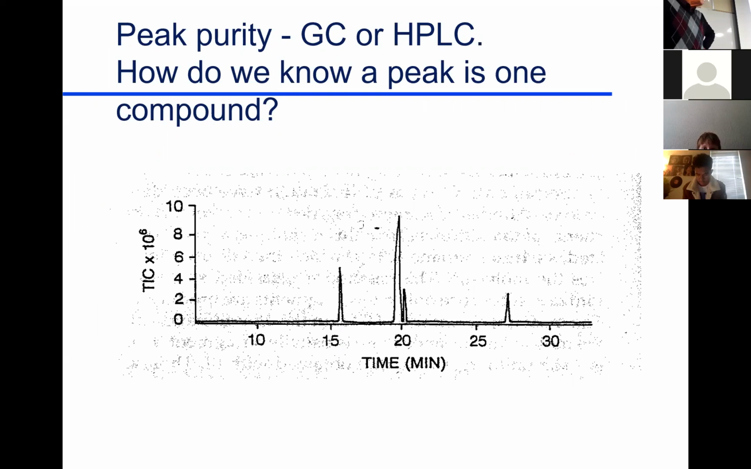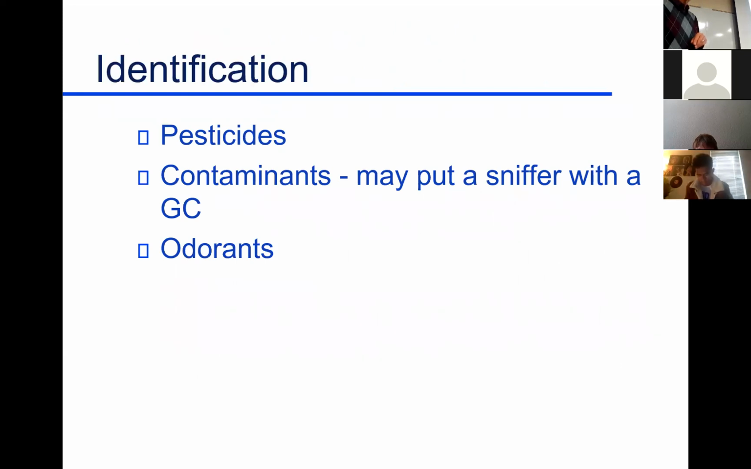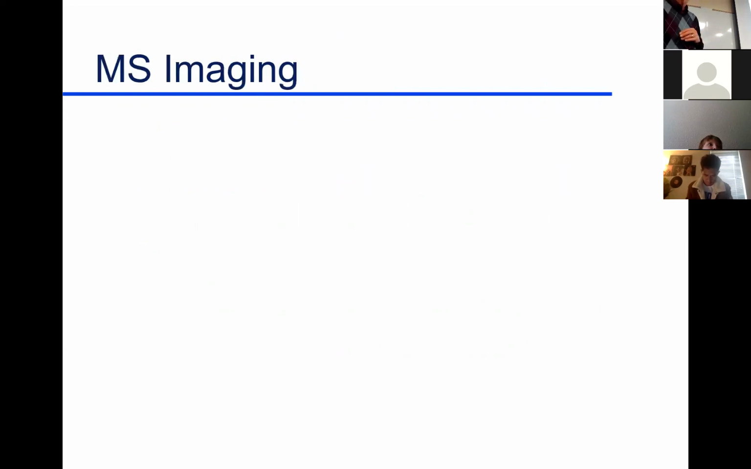But again, the idea of purity: if we were doing any kind of toxicity work, or any work where we really want to measure something accurately and know what it is, we look at each peak, we measure those peaks, and we determine they are pure peaks. Adulteration, identifying adulterants, pesticides, contaminants, off odorants, and so on. So for the identification of these types of things, mass spectrometry does wonders.